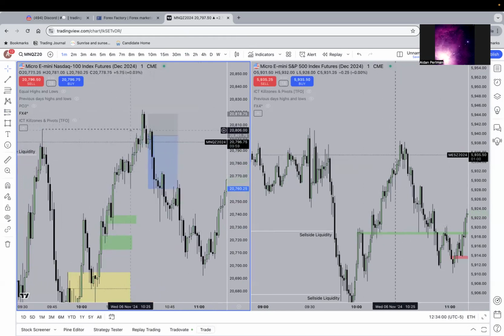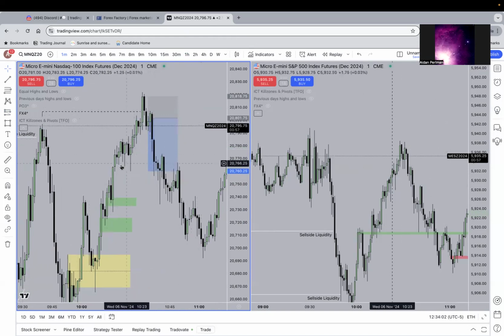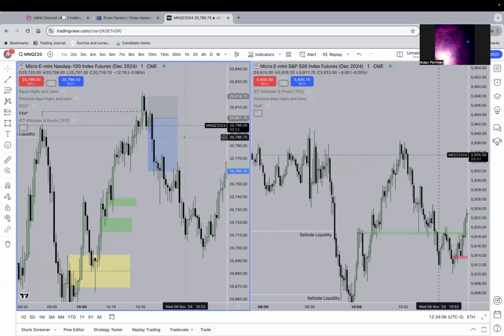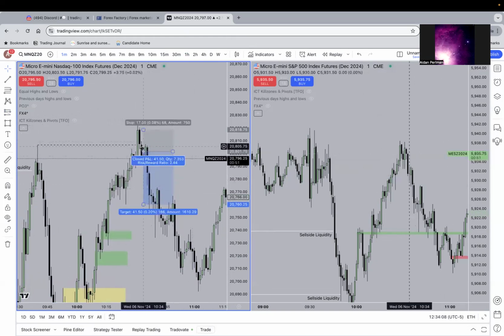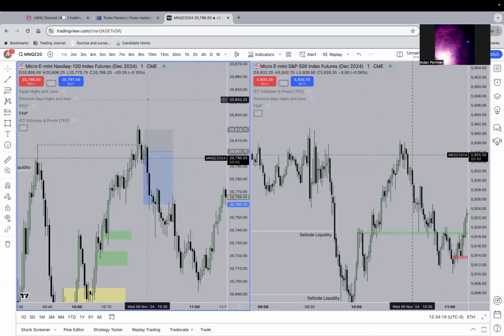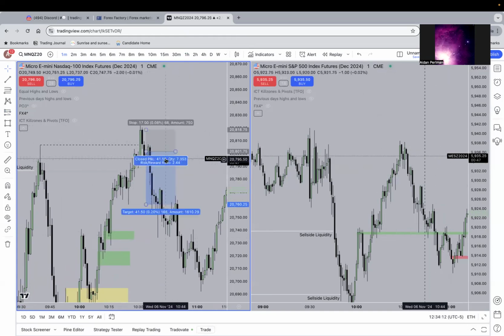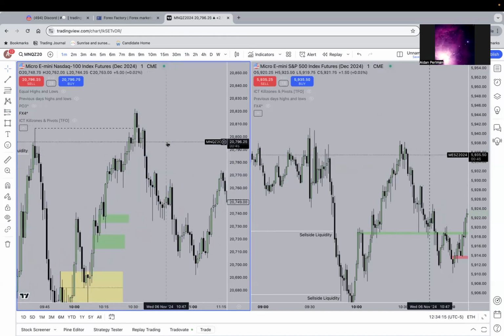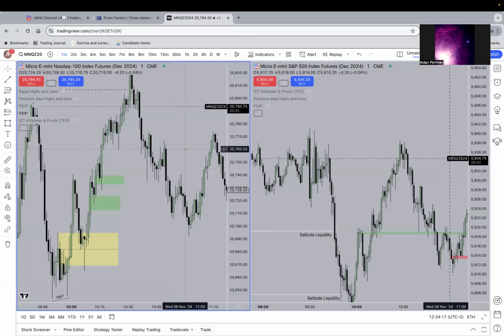You usually just swept liquidity and you got an inverse. Yes, it's balanced, and there's nothing stopping it in its way right there, but price could easily come back down, induce that high, and then go back down. So I wasn't too confident with that. Then we get some bearish movement.